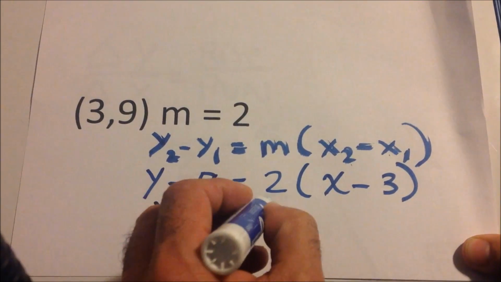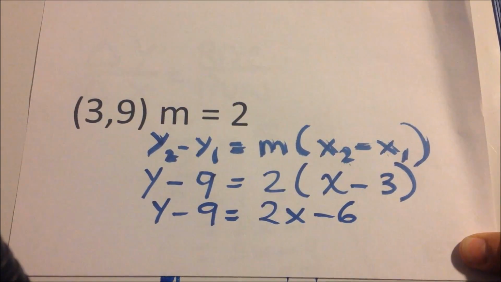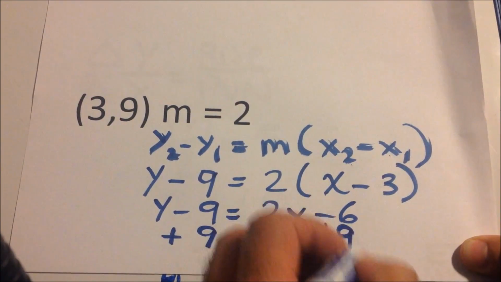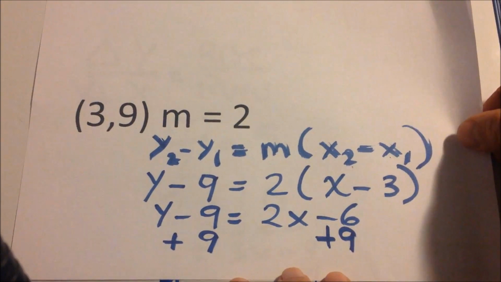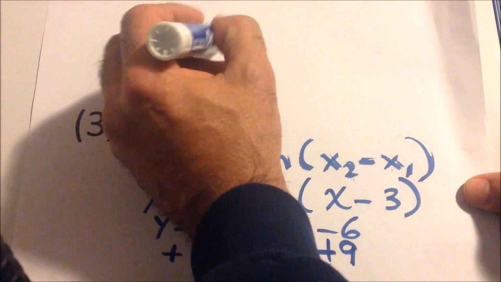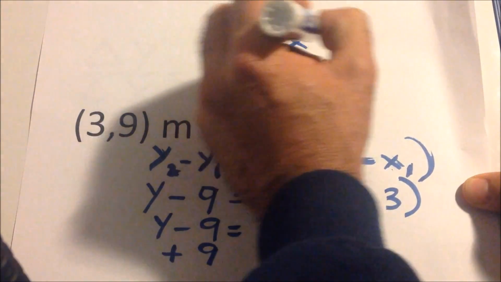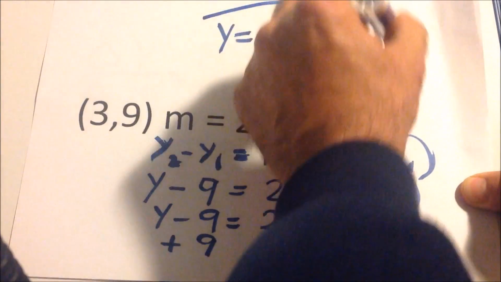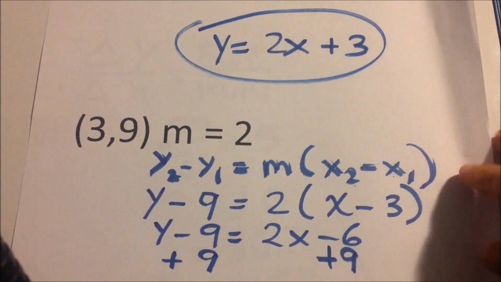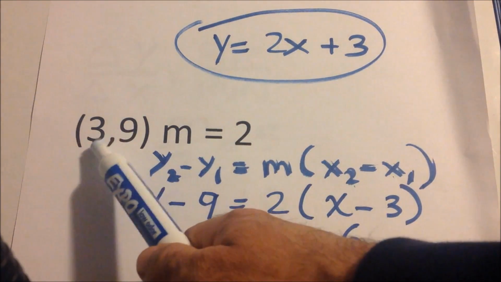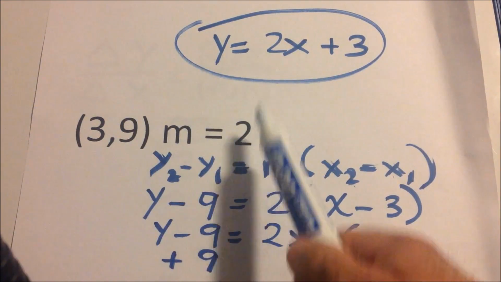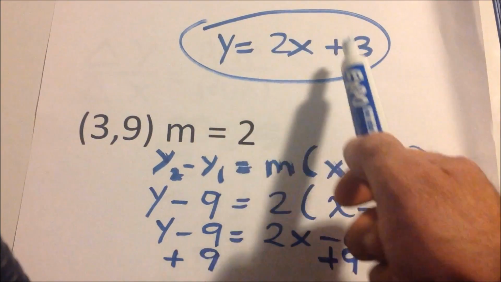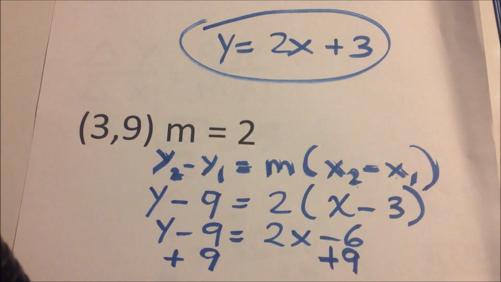y minus 9 equals 2x minus 6. Add the 9 on both sides, because we want the y alone. And what would the final answer be? y is alone now. We have 2x, and we're going to have plus 3. Minus 6 plus 9 is plus 3. So we've taken just one point on the grid, and the slope, and we got our equation of the line in slope-intercept form.